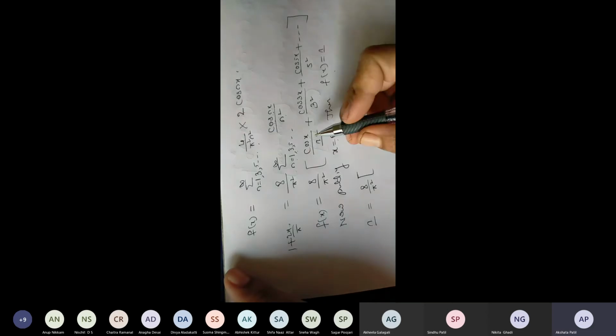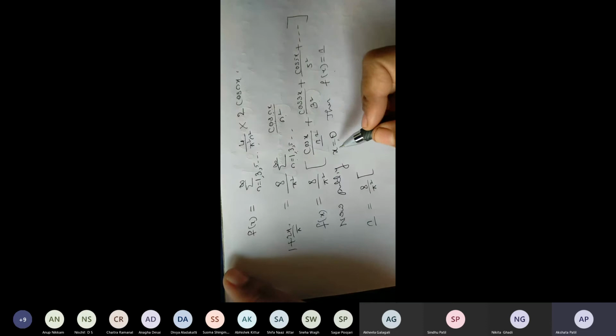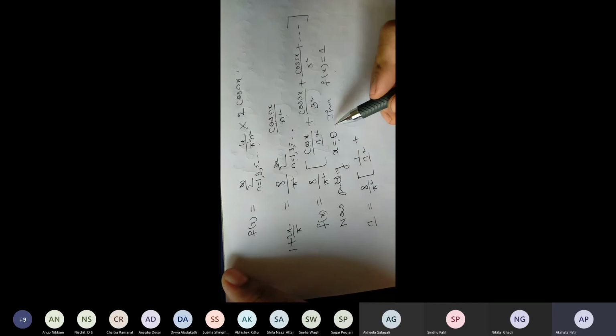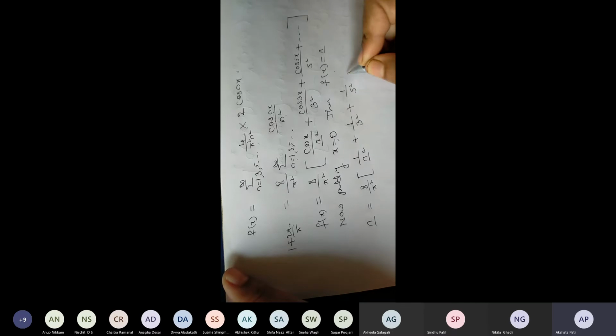So here we can write 1 equals 8 by pi square into the following. Put x equals 0: cos of 0 is 1, so 1 by 1 square, plus cos of 3x, where 3 into x is 0, so again 1, giving 1 by 3 square plus 1 by 5 square plus so on.